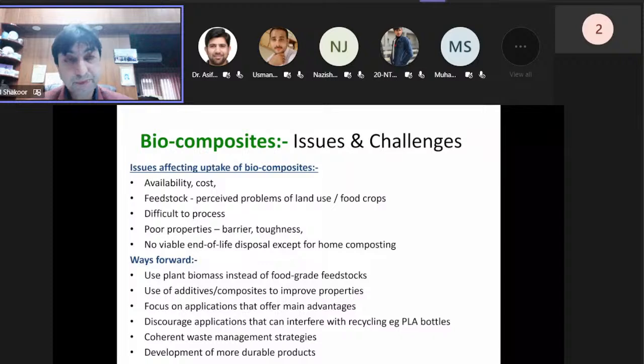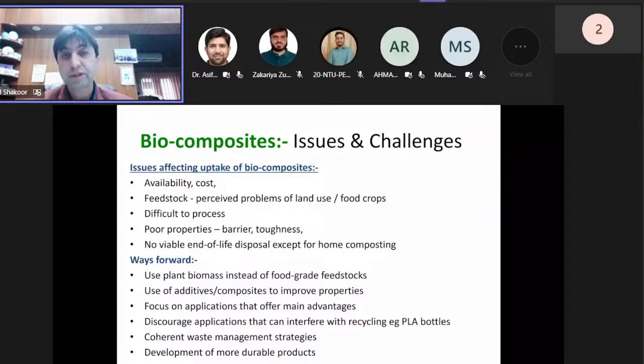It has difficulty and a very narrow margin of processing as well. Because of that, it has poor barrier and toughness properties, and there is no viable end-of-life disposal except for home composting of the PLA. People are branding it as a biodegradable material, but that's not right; it's a compostable material, and it needs home composting. Because of that, people are mixing this material with degradable material, so the degradation does not take place properly, the home composting does not take place, and that's why people get disappointed that it is not degradable.